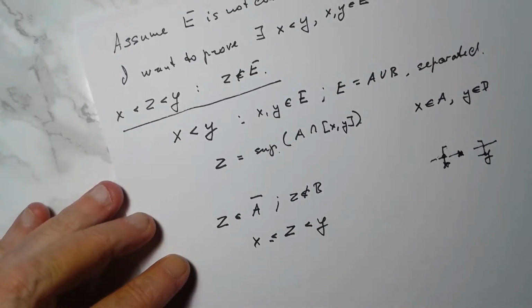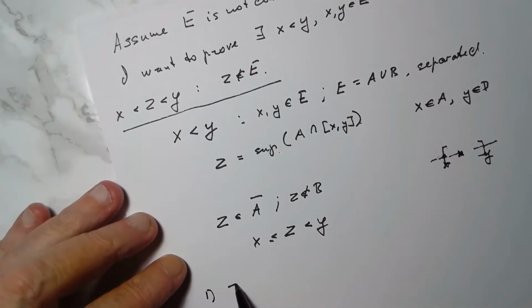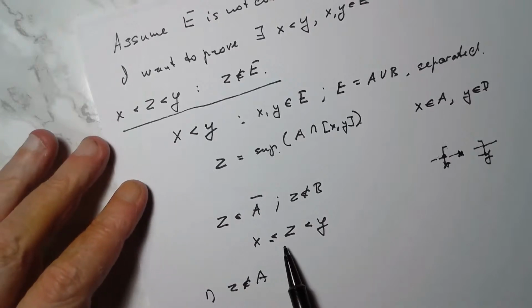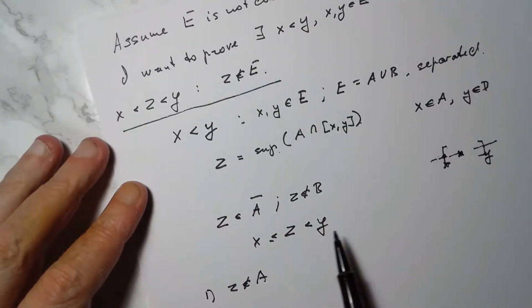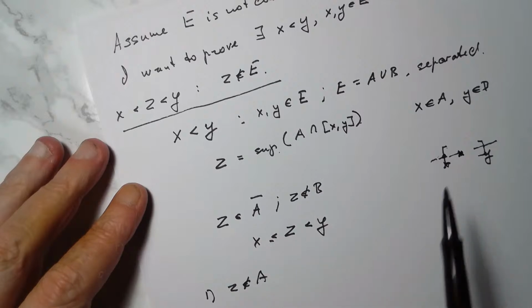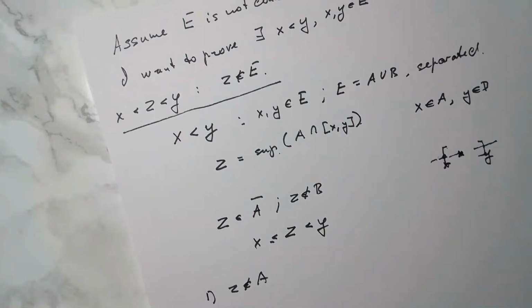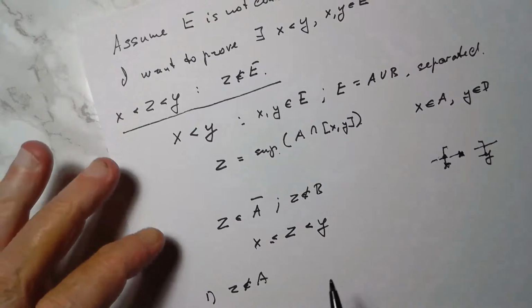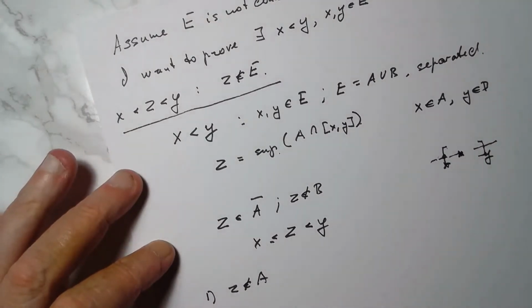Okay. And now I know that there are two possibilities. One, Z is not in A. If Z is not in A, then I'm done. I can find a point Z, which is between X and Y. It is not in A, it is not in B, and therefore it is not in A union B. So if Z is not in A, then I'm done with my problem.